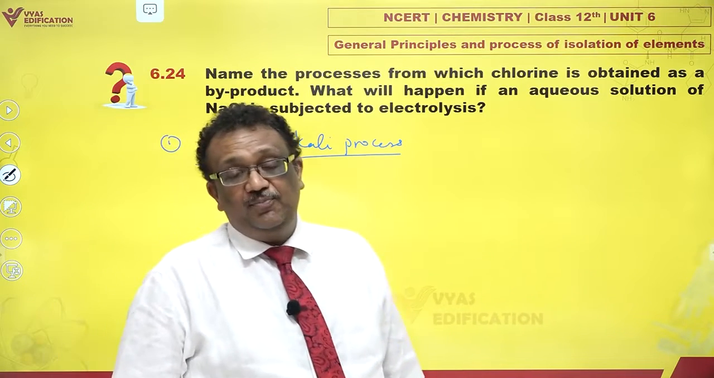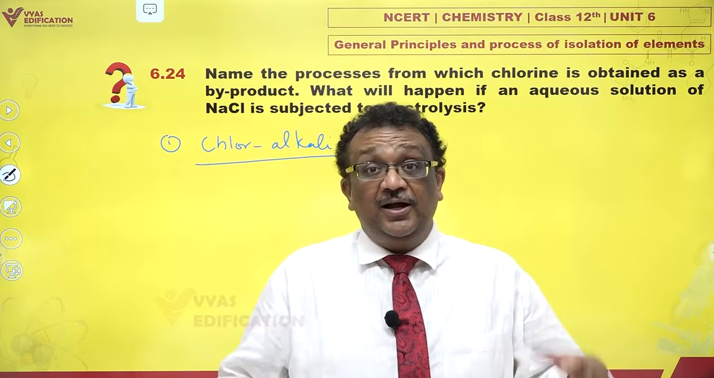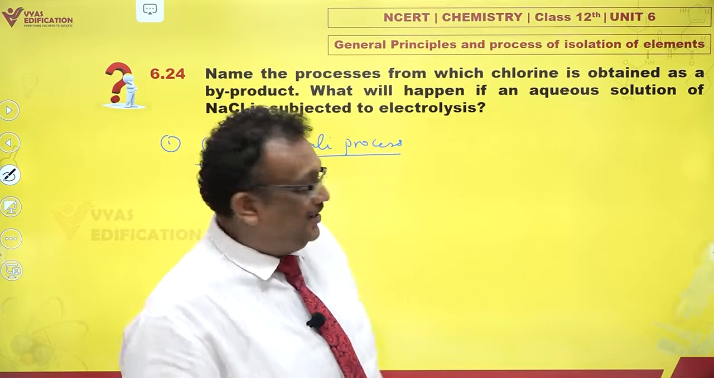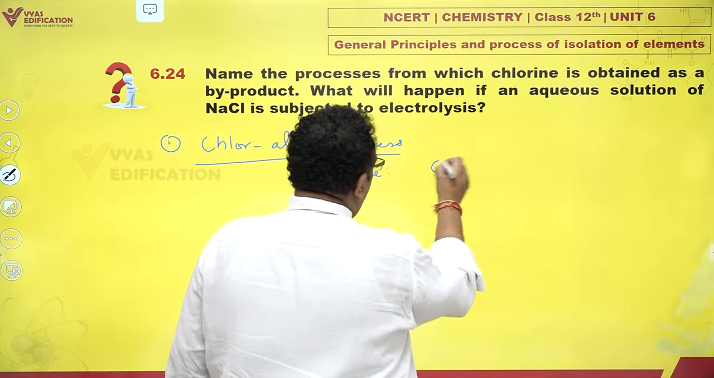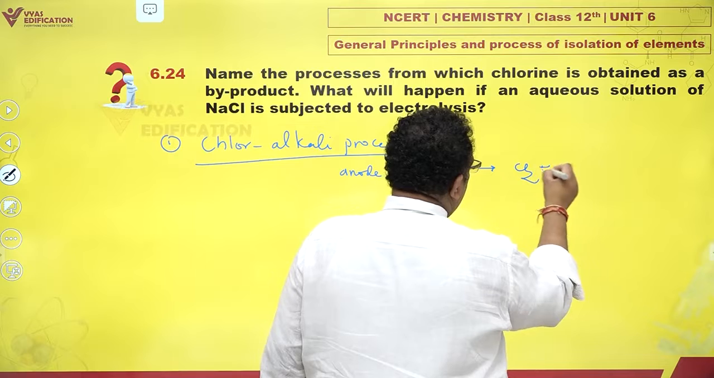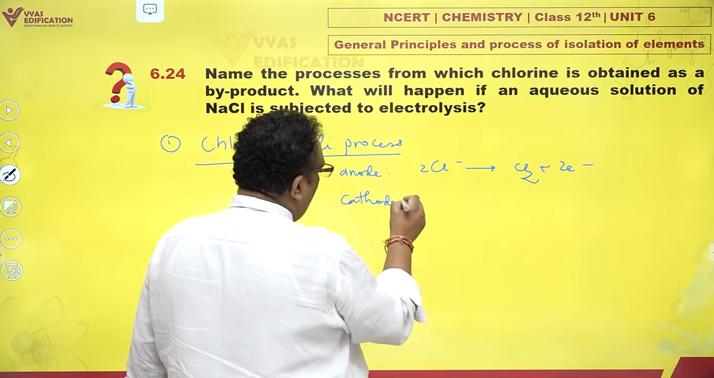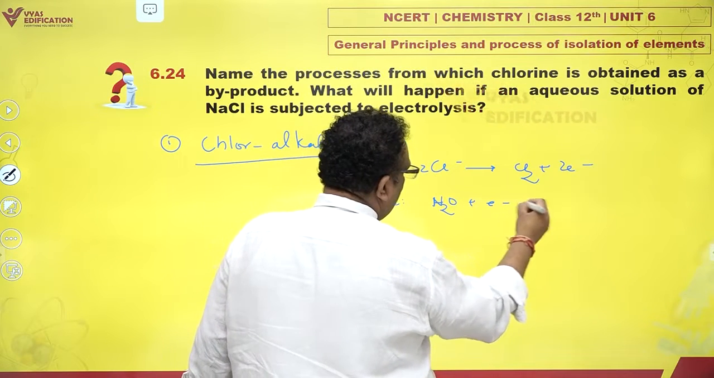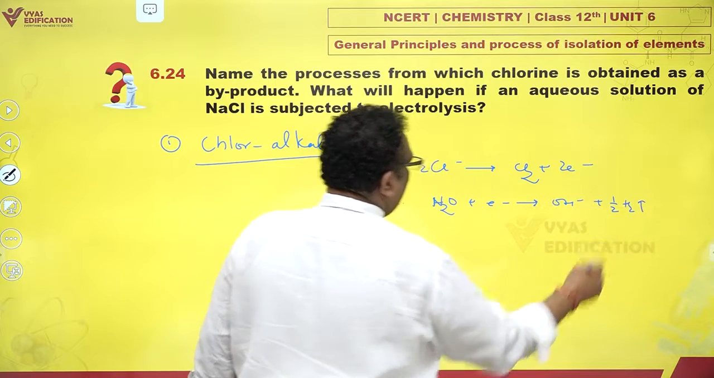In the chlor-alkali process, you take aqueous solution of NaCl or brine, and using a diaphragm cell, we electrolyze it. And the reaction at anode is chloride ions get oxidized to chlorine and release electrons. And at cathode, water undergoes reduction. You get NaOH and hydrogen is liberated.